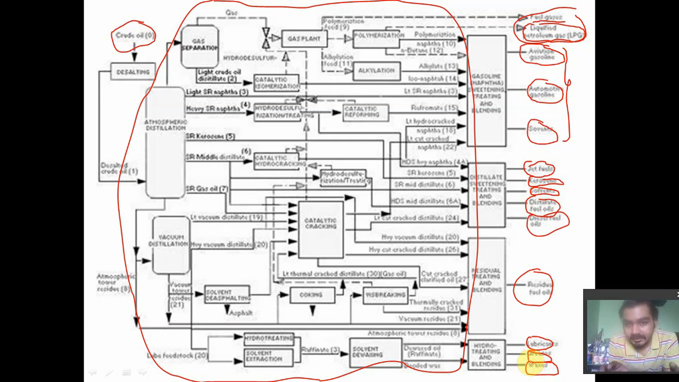Now let us see what the different processes are. In the next video we will see how these processes evolved and what the different processes are year wise, but let us see now. So desalting is the process for improving the quality. Then we have gas separation unit, gas plant, and polymerization plant.